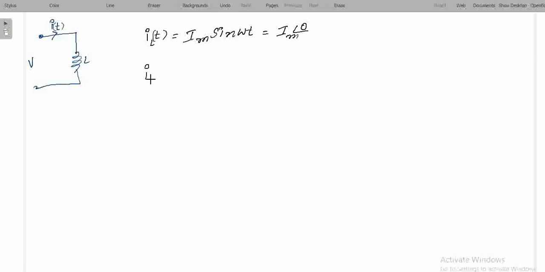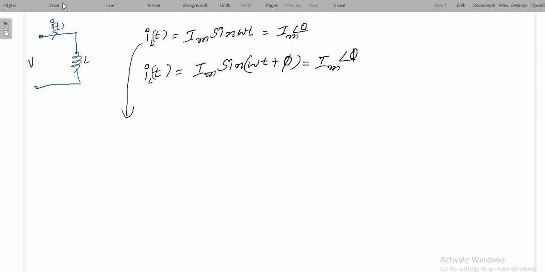If I consider, as in the previous section, IL of t is equal to Im into sin omega t plus phi, it means that here I have written Im with an angle of phi. So how will the phasor diagram be for this one? The phasor diagram will be like this. So this is your phasor for Im.